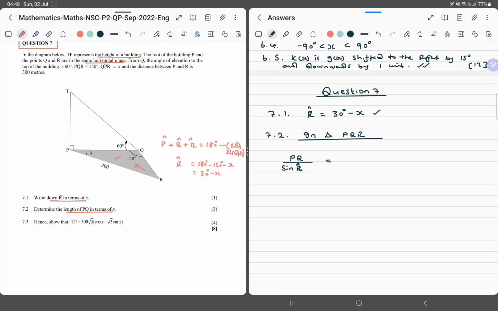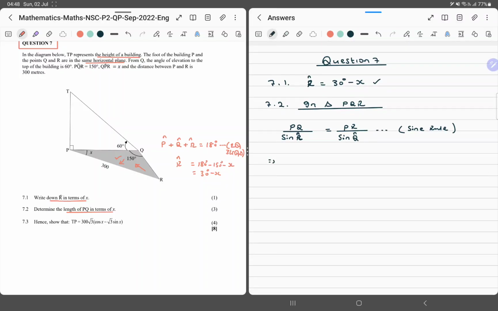Again is equal to, now we can see here that this is 300, which is PR, over sine of angle Q, because we always want stuff that we know. This is the sine rule. Okay, nothing serious. This implies that PQ, so just simply cross multiply that, is going to be PR, which is 300 times sine of R. We saw that this is 30 degrees minus x.